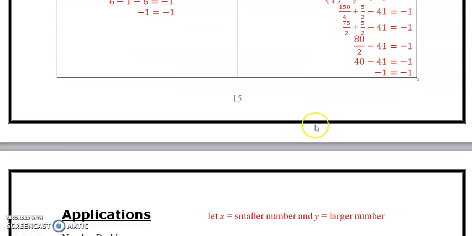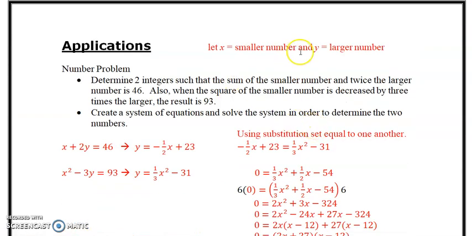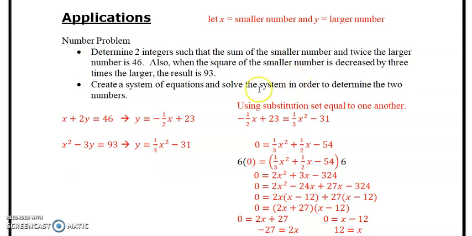And then let's do an application question. Number 16, another one of this small number to large number. It says determine two integers such that the sum of the smaller number and twice the larger number is 46. So I said x is smaller, plus twice the larger number, 2 times y, is 46. And then I said equal to y. So I subtract the x from both sides, divide both sides by 2. I got -1/2 x plus 23.